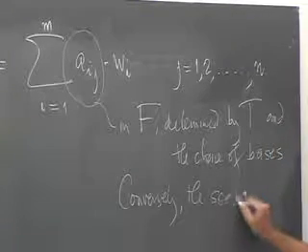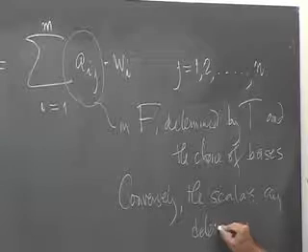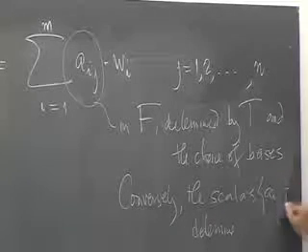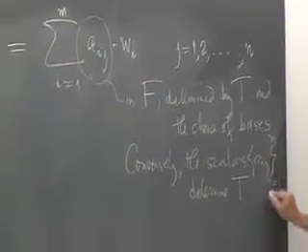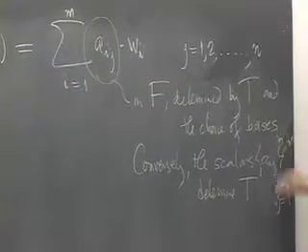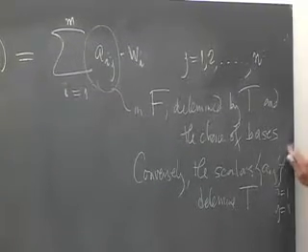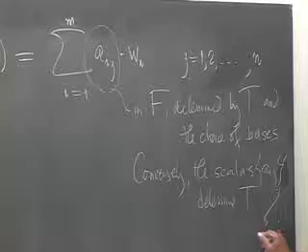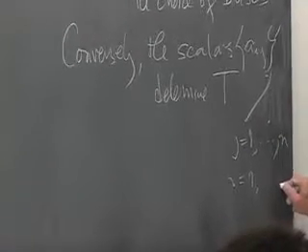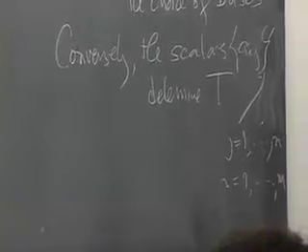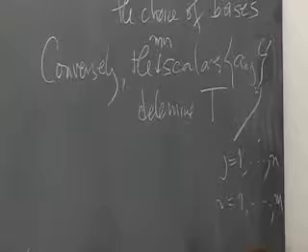The scalars a_ij determine T. You need all of them: i equal 1 to m, j equal 1 to n. So mn scalars determine the transformation T.